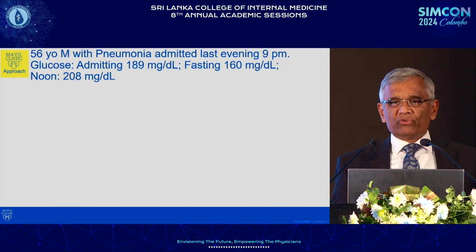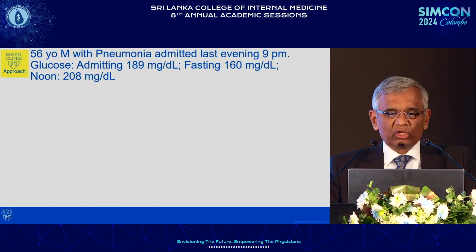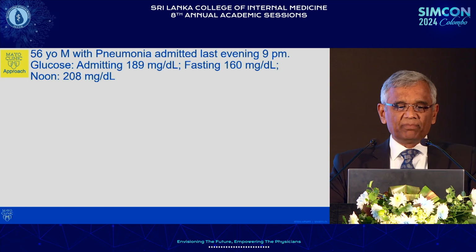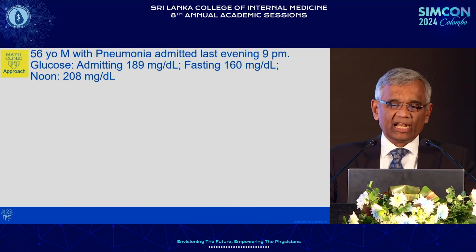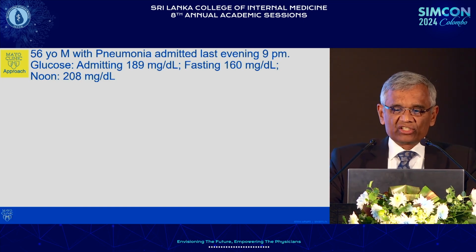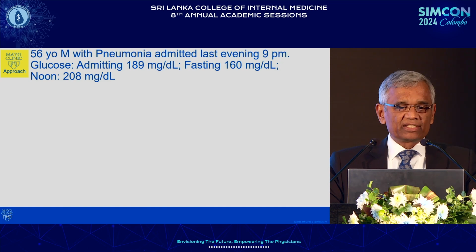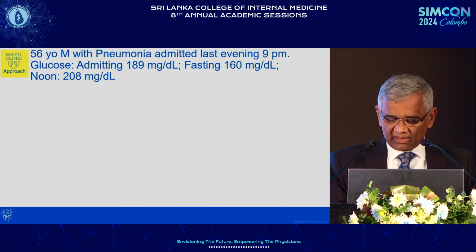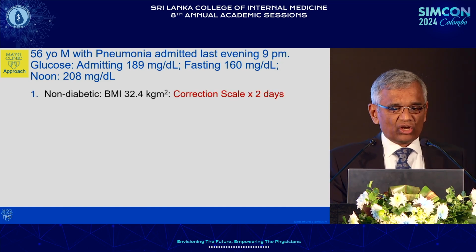So this, I'll give you a few examples. A 56-year-old man with pneumonia admitted last evening at 9 p.m. Glucose at the admission was 189 milligram per deciliter. Fasting glucose is 160 milligram per deciliter. Noon glucose is 208 milligram per deciliter. It's a non-diabetic person. BMI is 32.4.